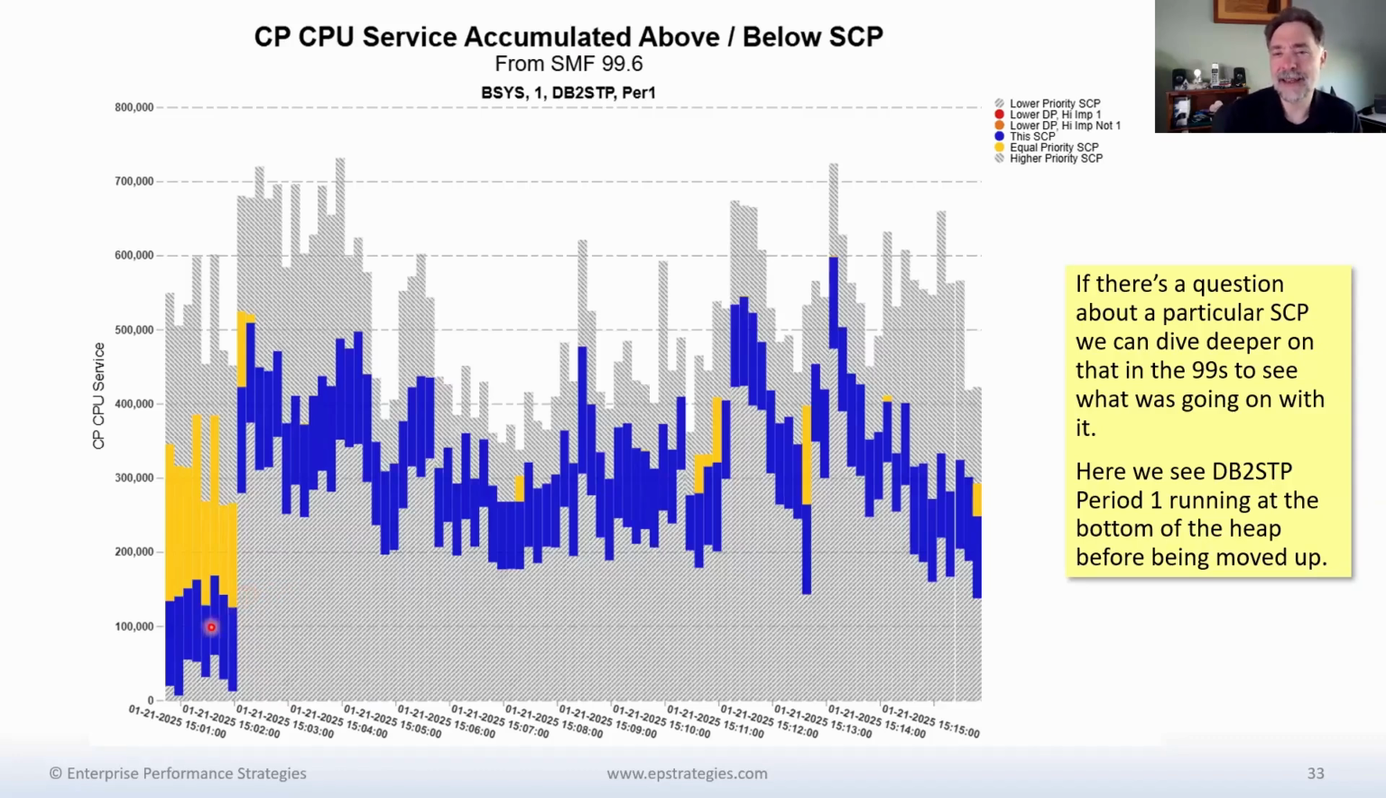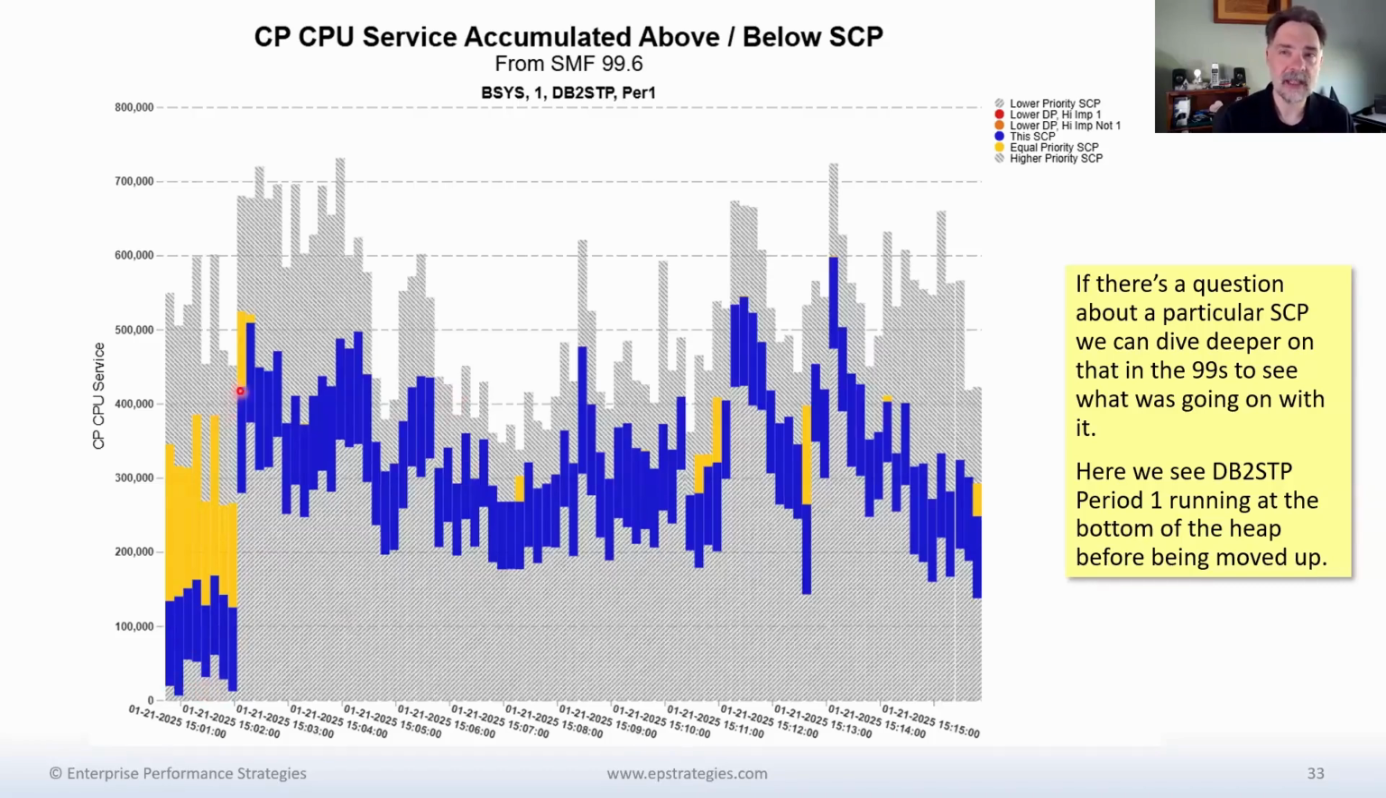I came up with it, but the idea of this chart is to give you a sense of where this workload is running in terms of dispatch priority relative to the other work on the system, and we can see that DB2 STP is in blue here. That's this service class period, and it was running relatively low in the dispatching priority order. Now the yellow here is equal priority work. So whatever dispatching priority this was, there was a bunch of other work running at the exact same dispatching priority. But overall, there wasn't much running below it, right? So there wasn't much displaceable work below it.